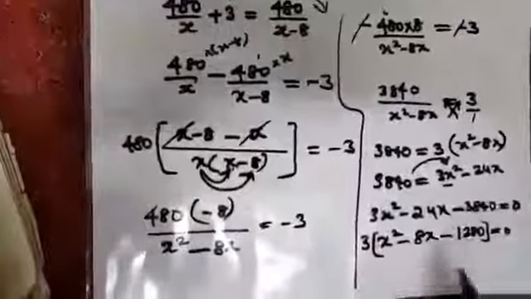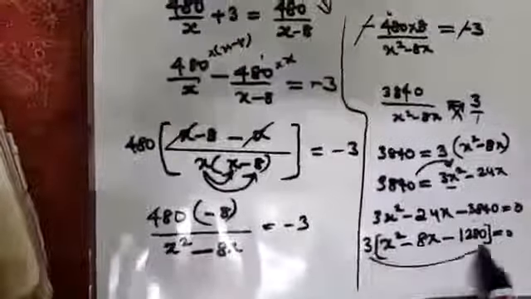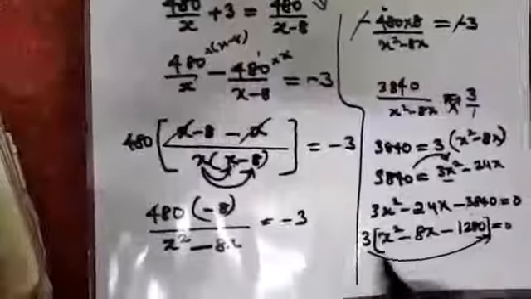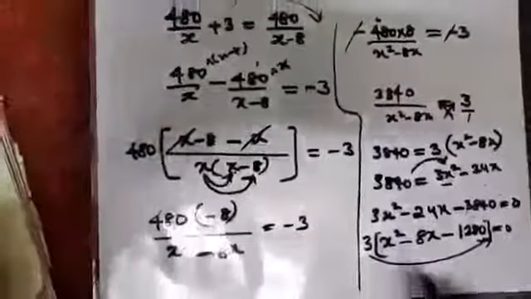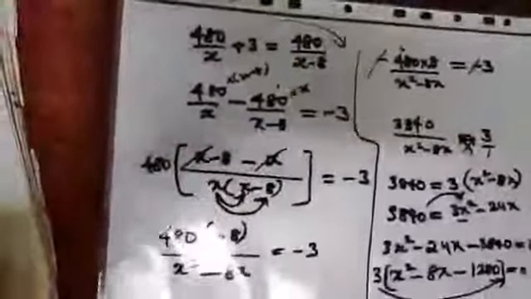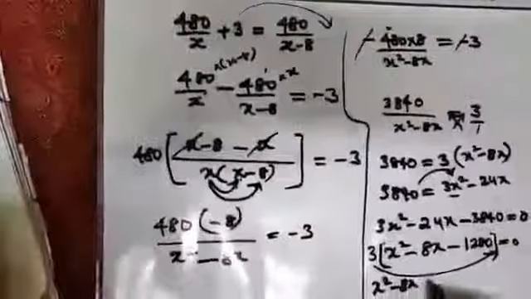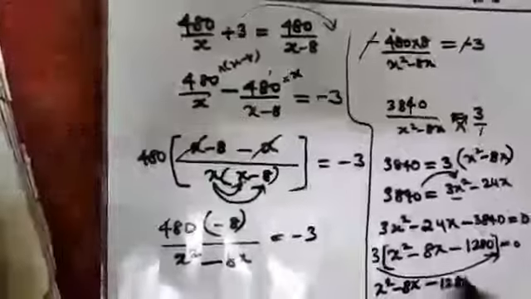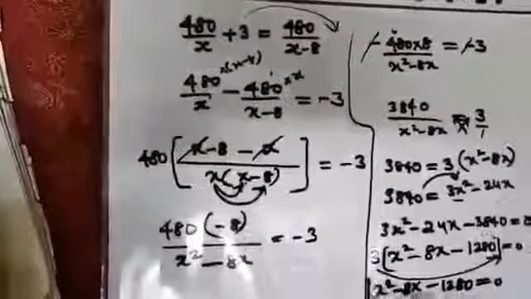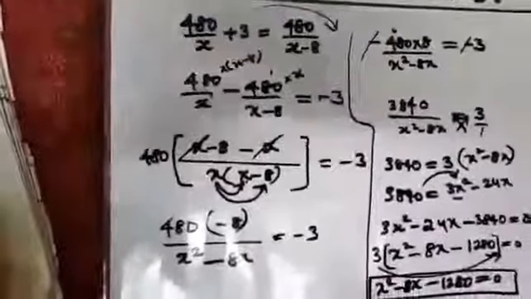So after cancelling with 3, I got this. This 3, if I transpose here, it will become 0 by 3. Anything 0 divided by anything will become 0 only. So what I am writing here, x square minus 8x minus 1280 is equals to 0, is the simplest form of a quadratic equation.